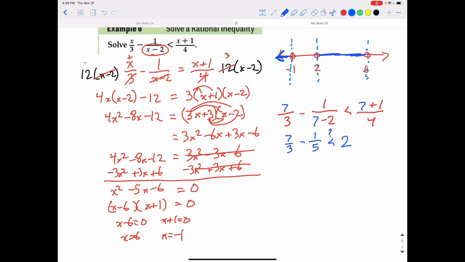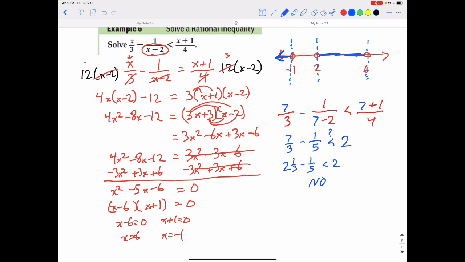7/3 is 2 1/3 minus 1/5. So if you're taking 2 1/3 and you're only subtracting 1/5 from 2 1/3, is that less than 2? And it is not. It's going to take more than subtracting 1/5 from 1/3 to get you lower than 2. So I don't even have to figure out exactly what the answer is. I just got to figure out, is it less than 2 or not? So that's a no.